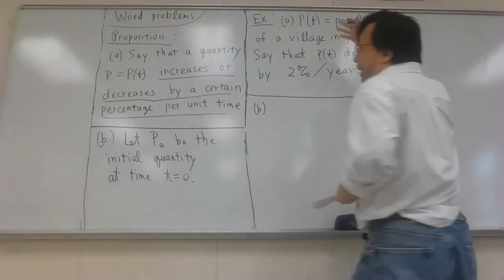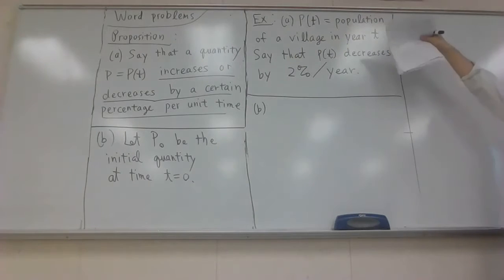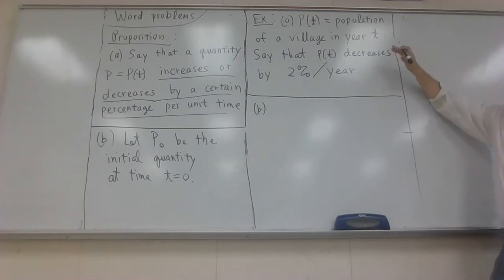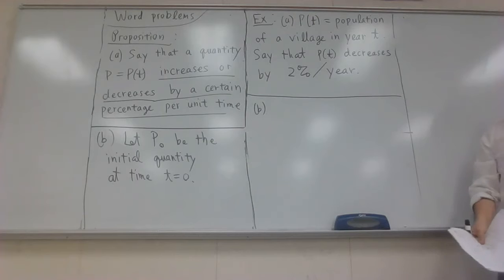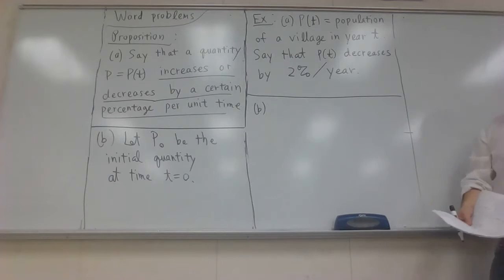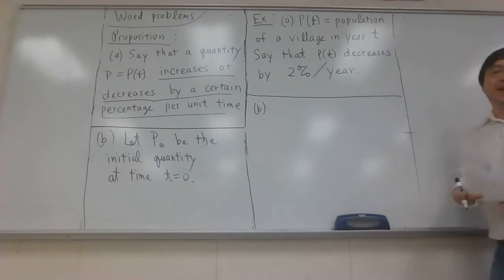Now, back to the village example, the population of the village example. Let's say that in year t equals 0, and as I said, year t equals 0 can be anything. It can be, say, 2007 AD, or like 1851 or something like that.